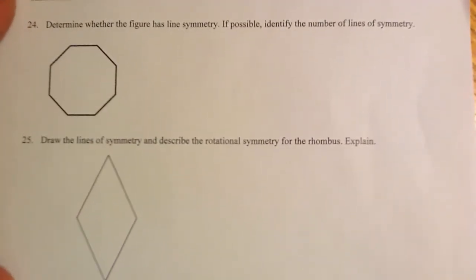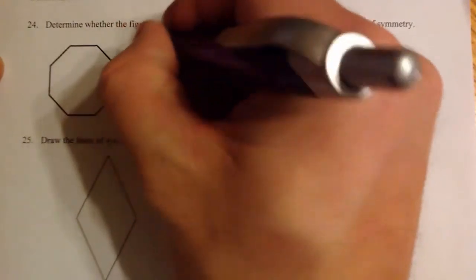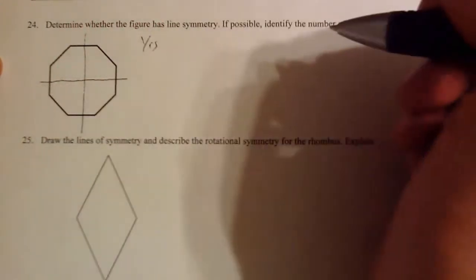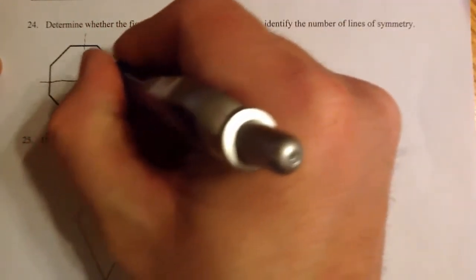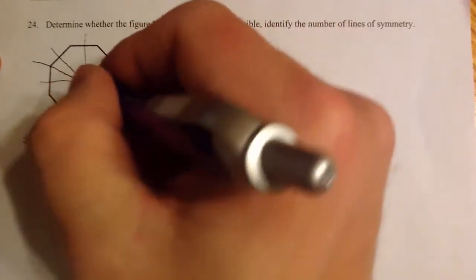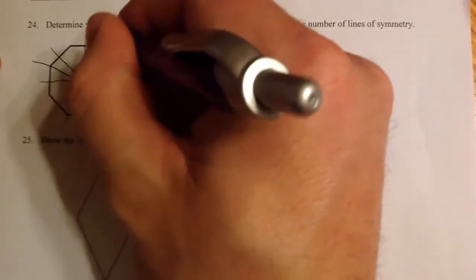Question 24. Determine whether the figure has a line of symmetry. If possible, identify the number of lines of symmetry. Why, yes it does. We can divide this into two equal parts here. We can cut it right here into two more equal parts. We can cut it like this into two equal parts. And we can cut it like this into two equal parts. We can even cut it like this into some more equal parts. So it looks like this one has many lines of symmetry.